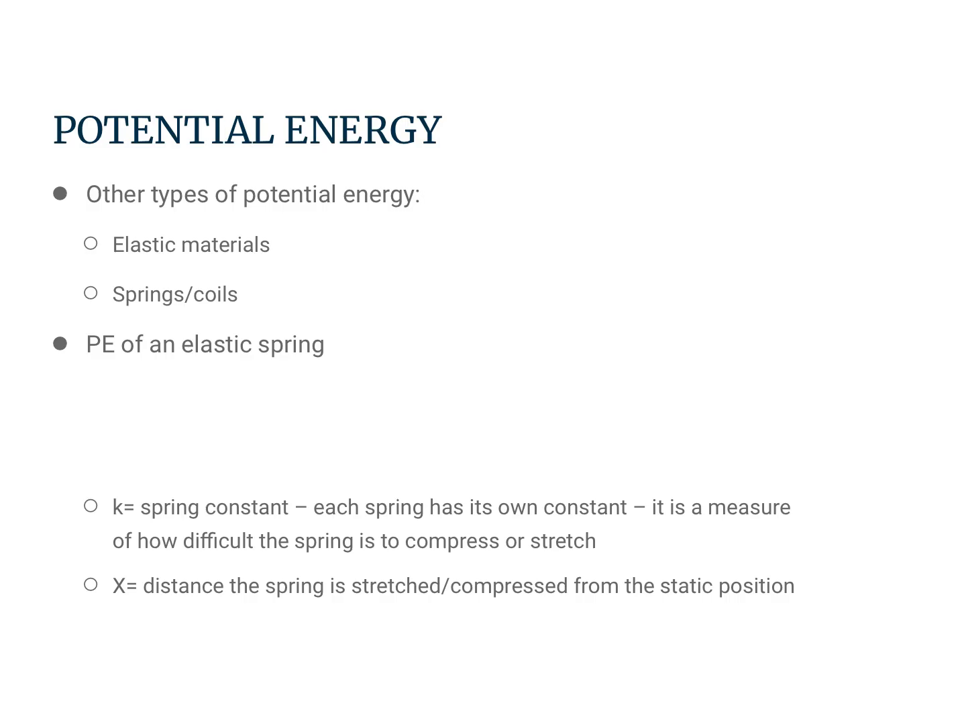So this is the potential energy of a spring, and AP labels it as U spring, or U sub S. We're not going to get into that. The equation for potential energy of a spring is 1/2 kx squared. And that's a little bit of a new one for us.